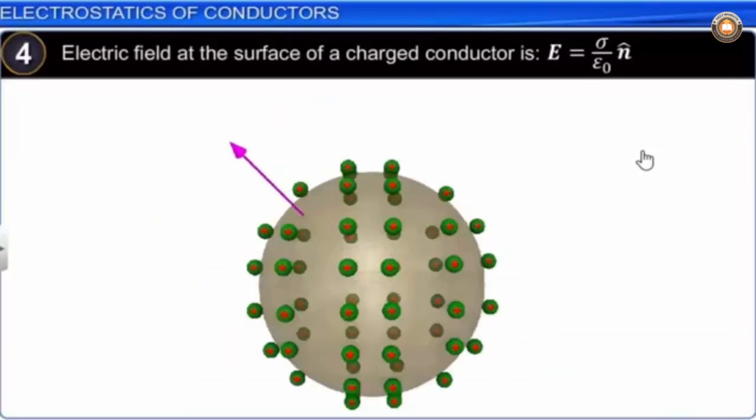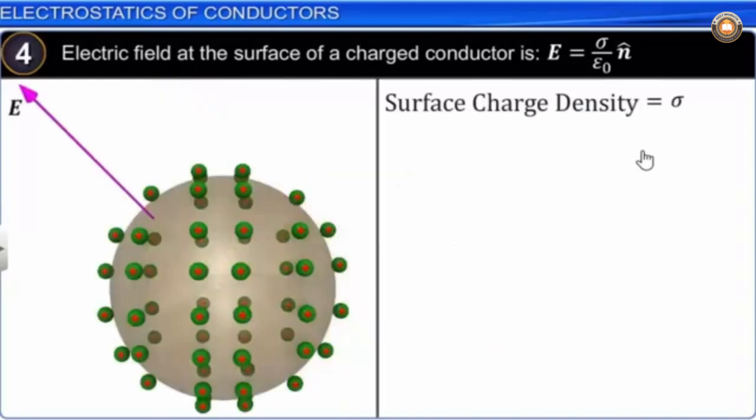4. Electric field strength E at the surface of a charged conductor is equal to sigma by epsilon naught into n cap. Let the surface charge density be sigma. We know that the surface charge density is defined as the charge per unit area of the surface. Surface charge density is equal to the ratio of the total charge on the surface to its area.